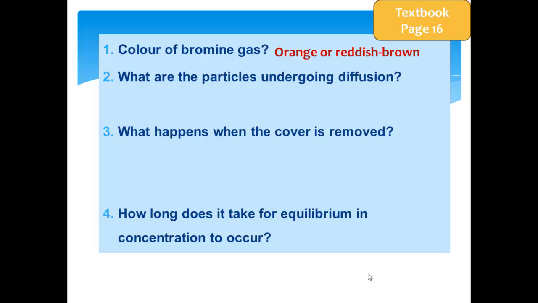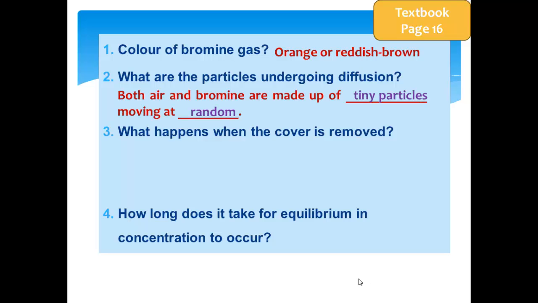Second question, what are the particles undergoing diffusion? Now, the particles that are undergoing diffusion are not just your bromine gas. Although bromine is the one that is visible to our eyes, there are air molecules present in the upper glass jar as well. So the air molecules will move from the upper glass jar to the lower glass jar by diffusion as well. So both air and bromine are moving randomly and they are diffusing from a region of higher concentration to a region of lower concentration.